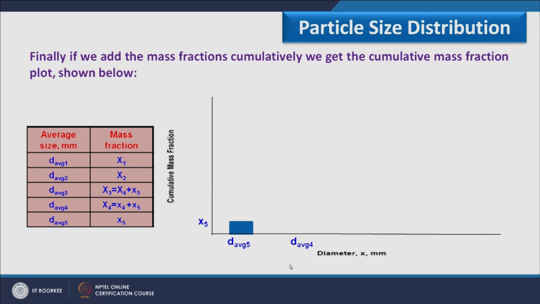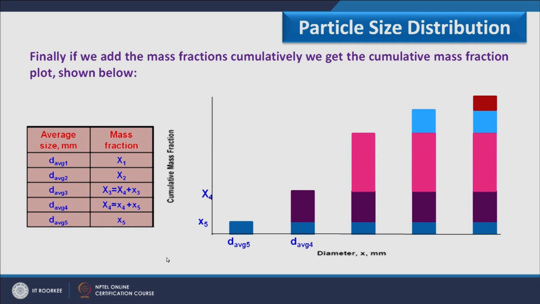So, corresponding to d average 4, we have the X4 value, which has X5 as we have shown corresponding to d average 5, and X4 would be added over here. So, corresponding to d average 4, the total mass fraction would be capital X4. Similarly, for d average 3, the cumulative mass is X3, X4 and X5. The summation of all these is called the cumulative mass fraction corresponding to d average 3, and on similar lines we can write for the other fractions also.